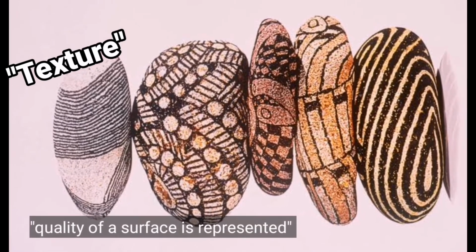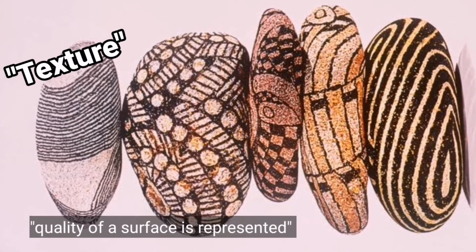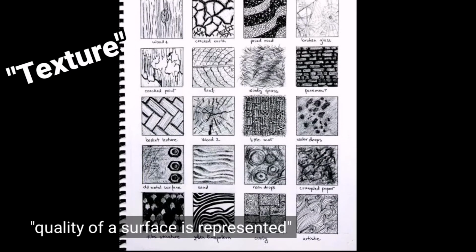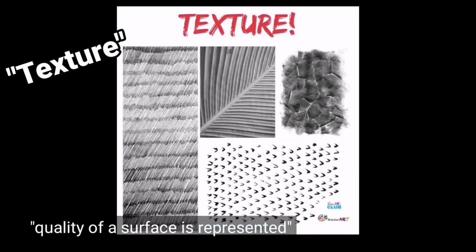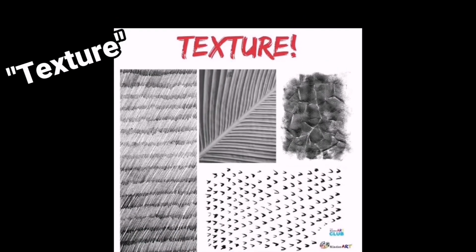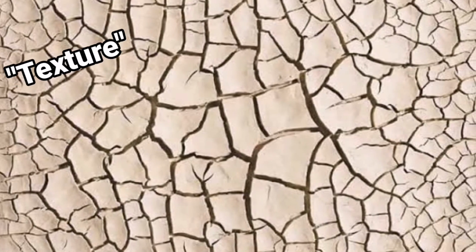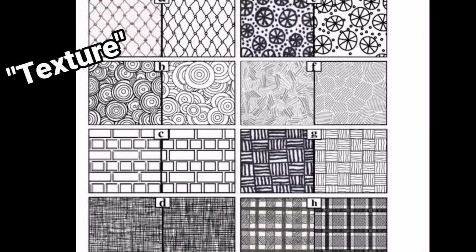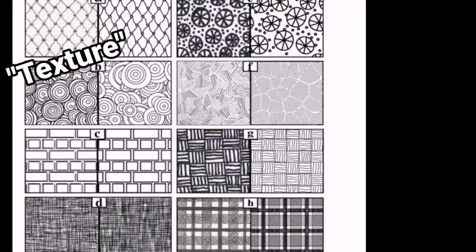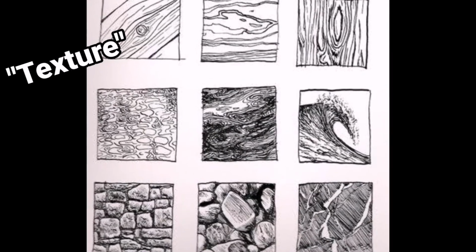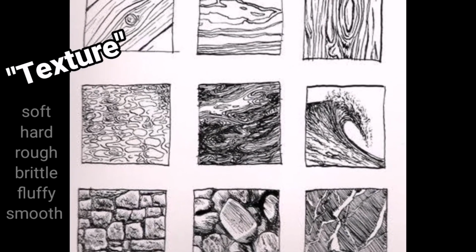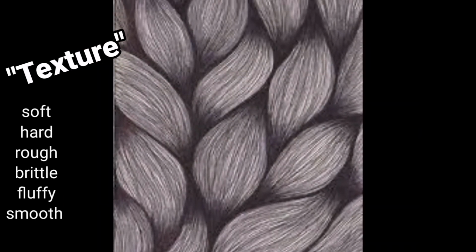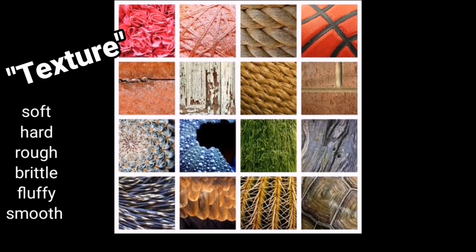This is the quality of a surface or the way any work of art is represented. Ang texture ay kung ano ang itsura o pakiramdam ng isang bagay. Kung minsan, ang texture ay maaaring aktwal na madama tulad ng sa sculpture. Ang ilang mga salita upang ilarawan ng texture ay kinabibilangan ng malambot, matigas, magaspang, malutong, malambot, o makinis.